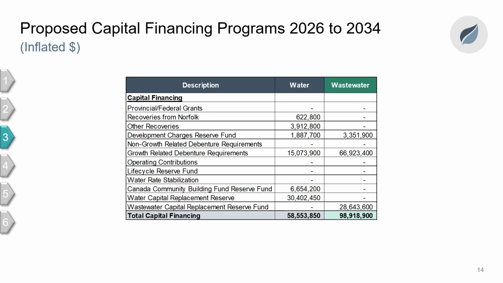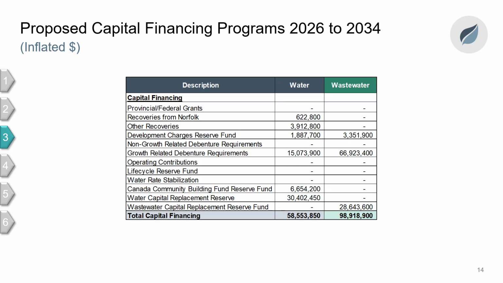This table here breaks down how we're going to finance the overall $58.55 million on water and the $98.92 million on wastewater. You see we have some other recoveries from Norfolk in the amount of $623,000, some other recoveries of $3.9 million, funding from the development charge reserve fund for growth-related projects of about $1.89 million, and then growth-related debt, so debt that will be funded with development charges, just over $15 million. We have some funding from the Canada Community Building Fund Reserve Fund of $6.65 million, and then the rest, $30.4 million, comes from the Water Capital Replacement Reserve.